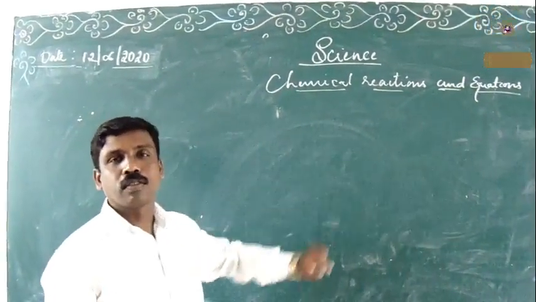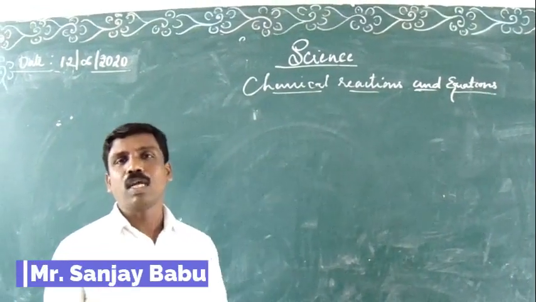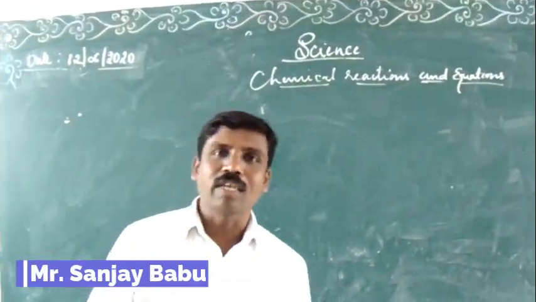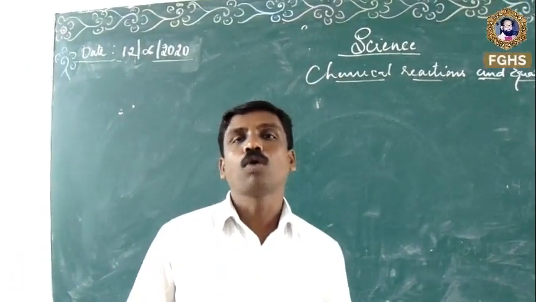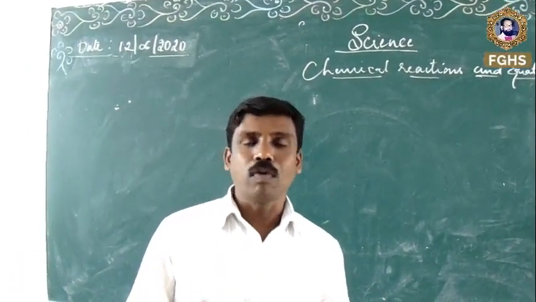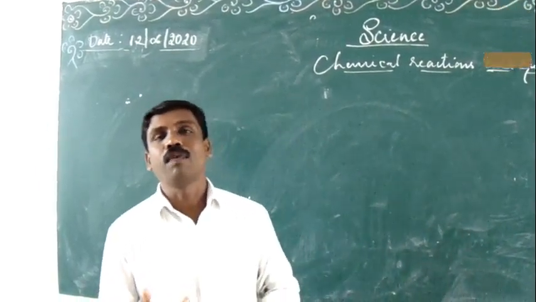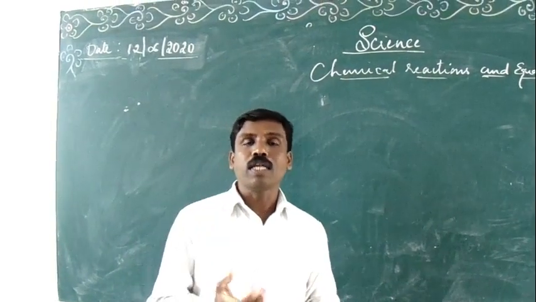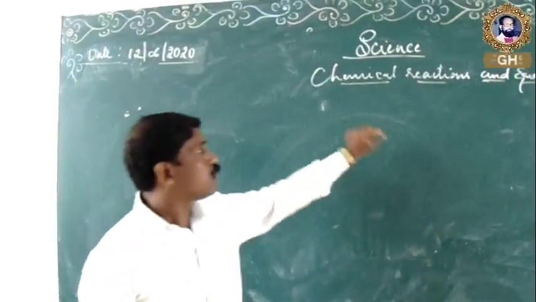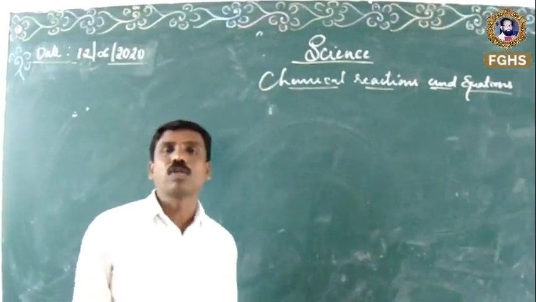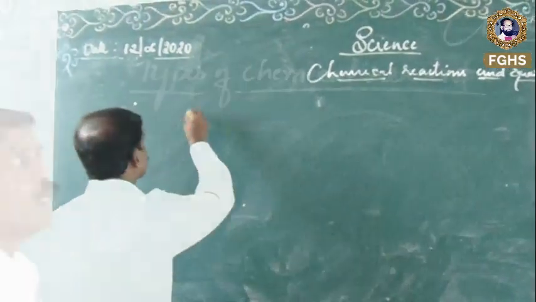Children, in the last class we discussed what a chemical equation is, why we write chemical equations, how we write them, how to balance chemical equations, and how to write the symbols for the different physical states of products and reactants. In today's class, we are going to discuss the types of chemical reaction.